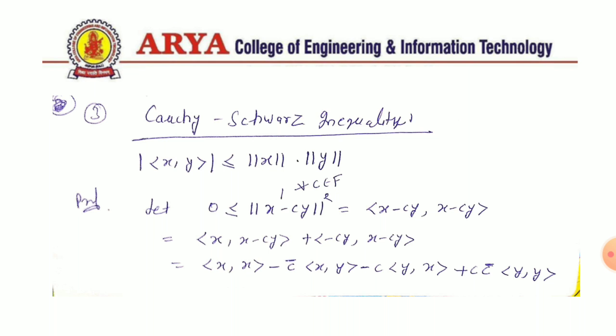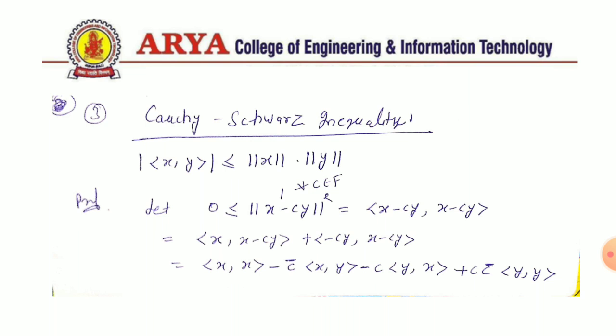Now let's move to the next slide, which is the Cauchy-Schwarz inequality, which is very important. Cauchy-Schwarz inequality says that if we take the modulus of inner product of x and y, then this is less than or equal to norm of x, norm of y. That is, modulus of inner product of x and y is less than or equal to norm of x, norm of y. This is known as Cauchy-Schwarz inequality. To prove this result, we have to take norm of x minus cy whole squared greater than or equal to 0 for all c belongs to F.